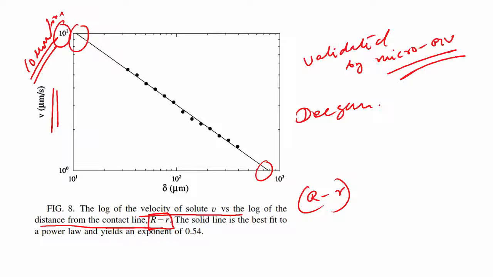So, you get that this is the variation with respect to the distance from the contact line. It is actually the other way around: it is the distance from here rather than from here. It is away from the contact line, that is what we have tried to plot over here.